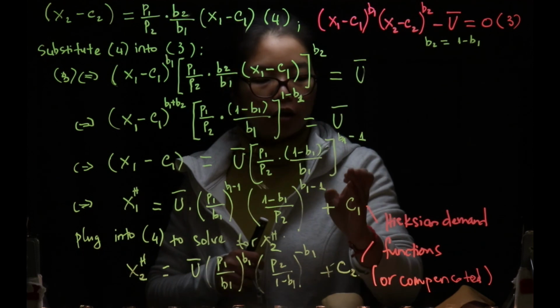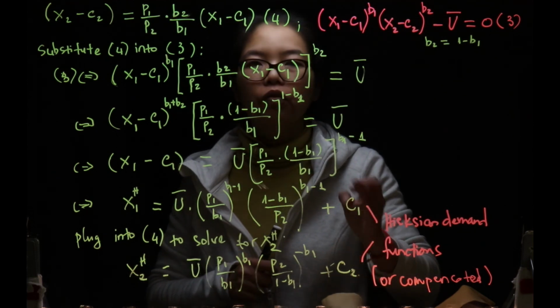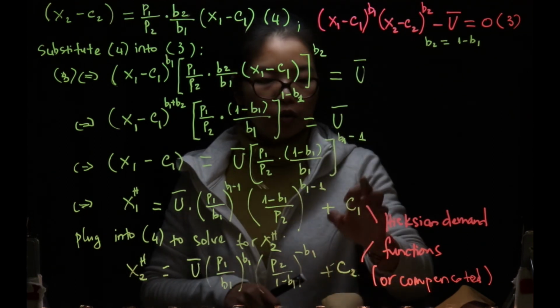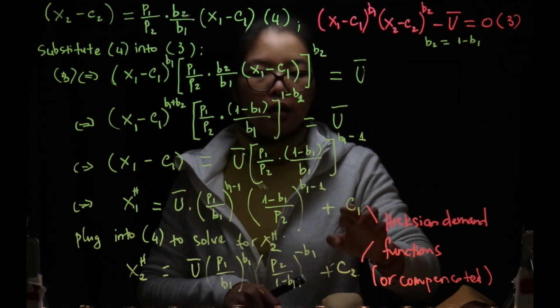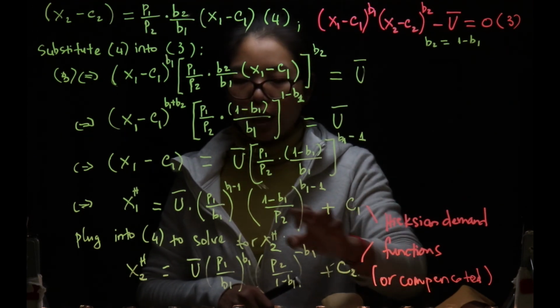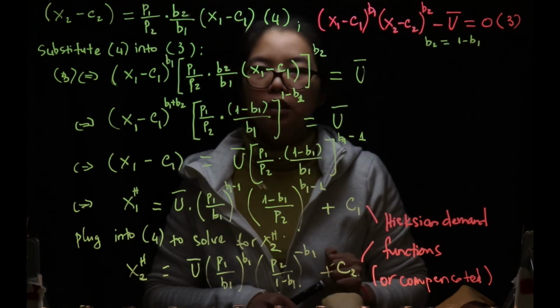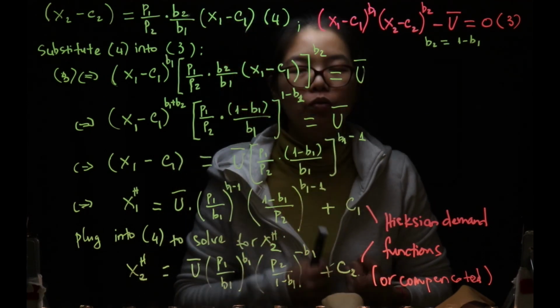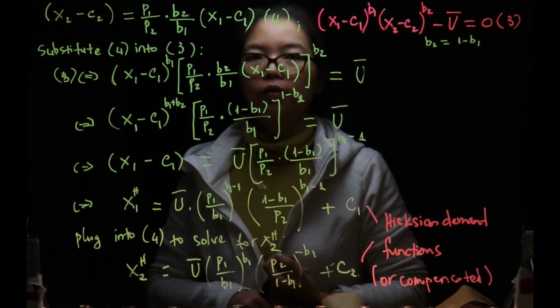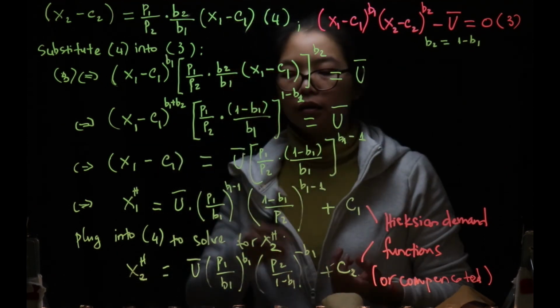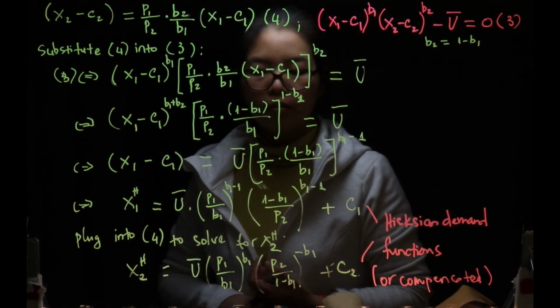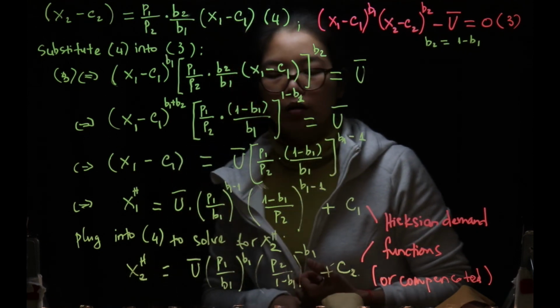And there's a constant c1 and c2 over here, which doesn't get associated with any prices or parameters, that has to be consumed anyhow, right? And irrespective of your utility or prices.